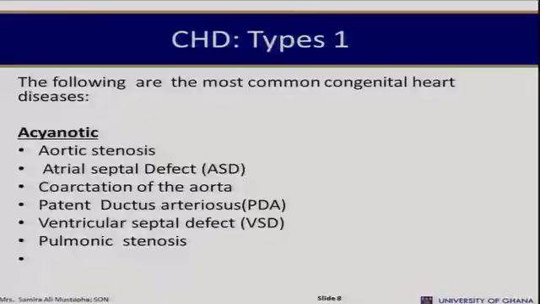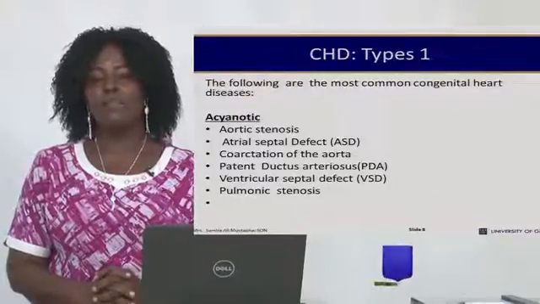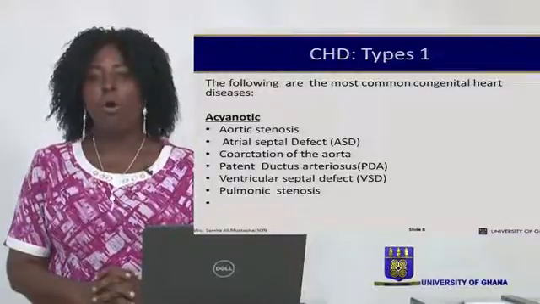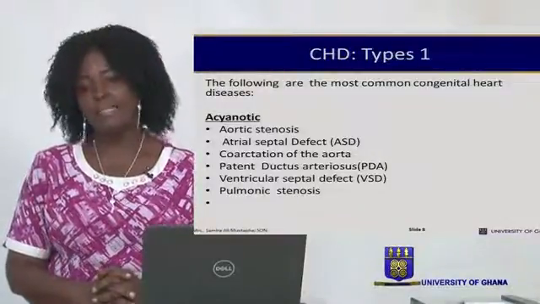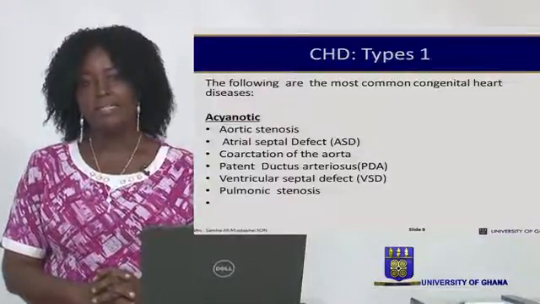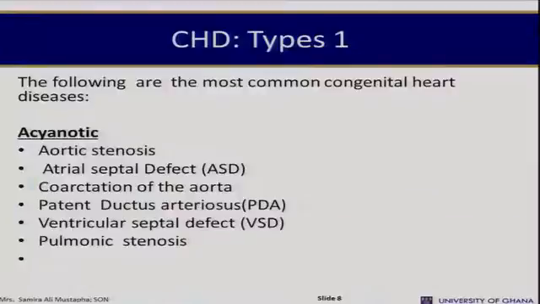So we have congenital heart diseases. The following are the most common congenital heart diseases, and I have here the acyanotic, those that are not associated with blueness or oxygen deficiency. As examples, I have aortic stenosis, patent ductus arteriosus, and ventricular septal defects. These and many more are examples.